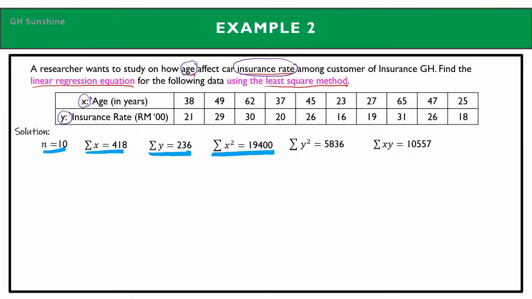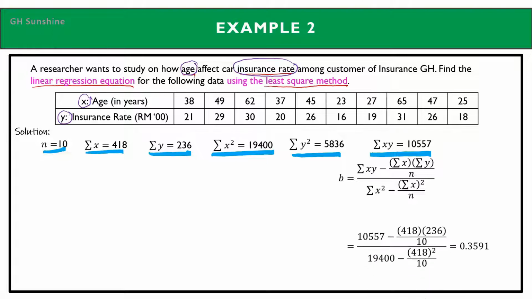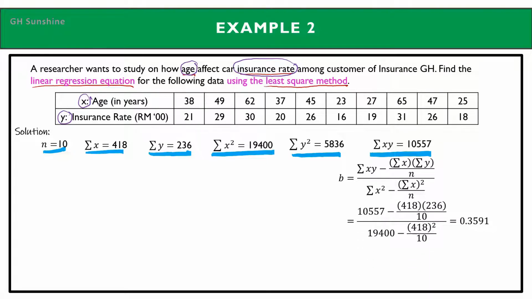of x squared 19400, summation of y squared 5836, and summation of xy 10557. So first, find the b value using the formula. Substitute all the values at the end. The value of b equals 0.3591.